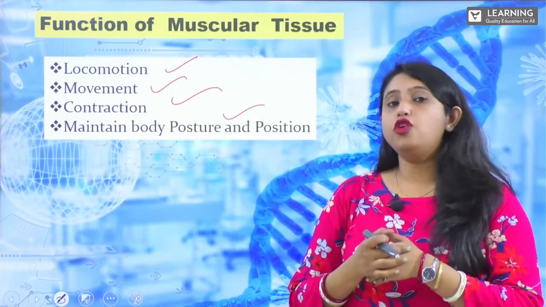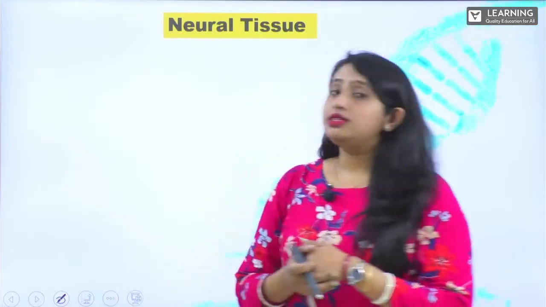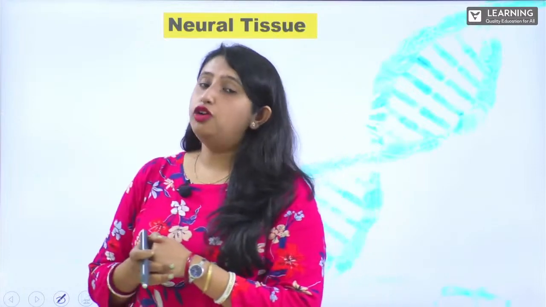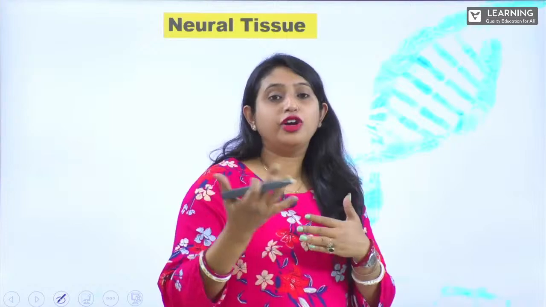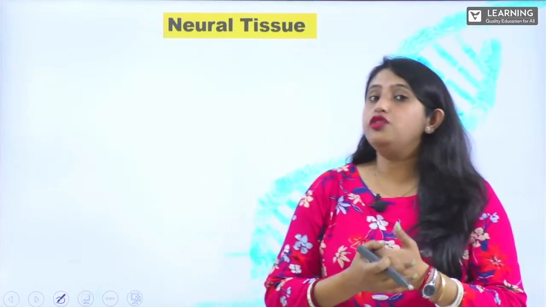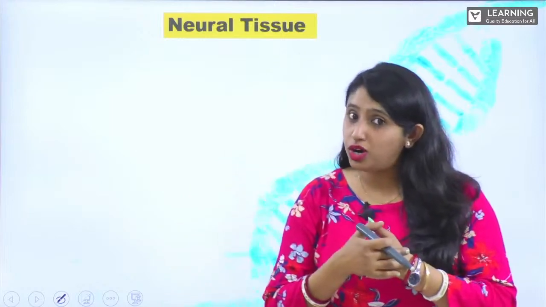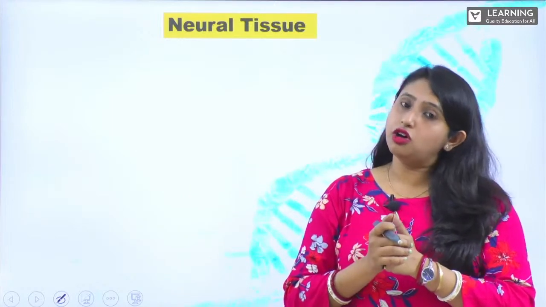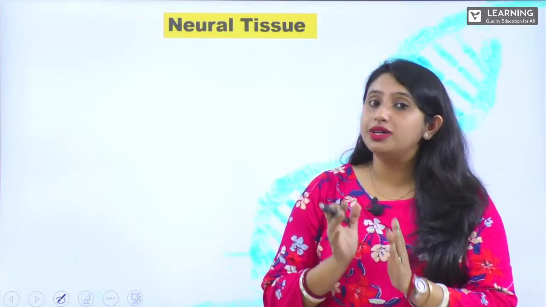So these are the 4 functions of the muscular tissues. So this is all about the muscular tissue. I hope you have understood all about this muscular tissue. So far we have completed muscular tissue, where we have learned about the various types of muscle cell, and also we have seen the process of muscle contraction, right? The structure of the muscle cell.